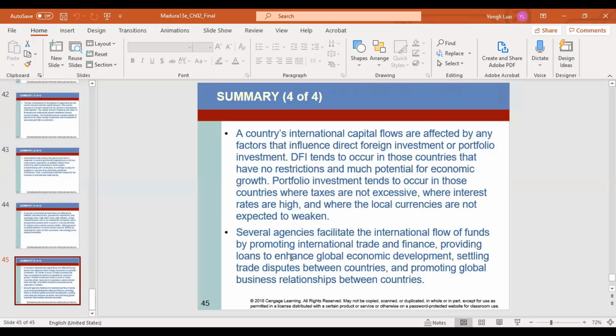Several agencies facilitate the international flow of funds by promoting international trade and finance, providing loans to enhance global economic development, settling trade disputes between countries, and promoting global business relationships between countries.